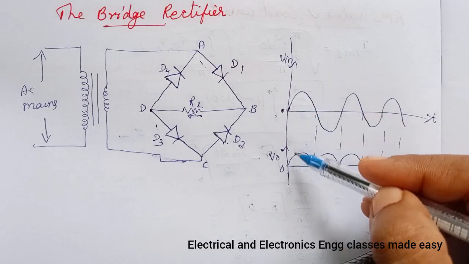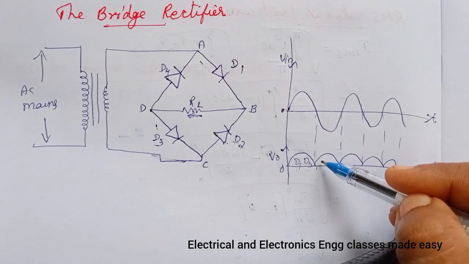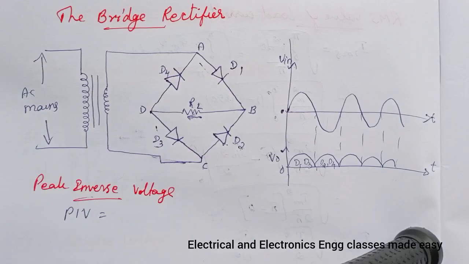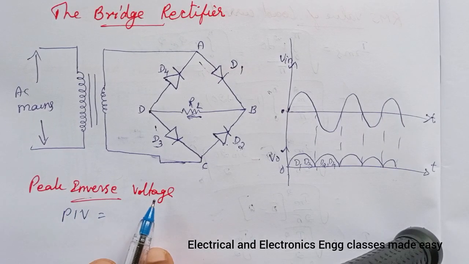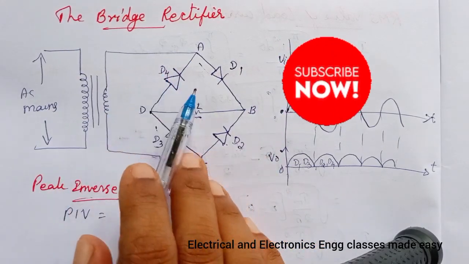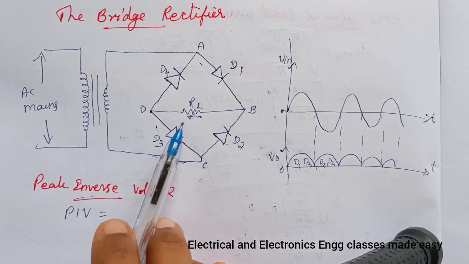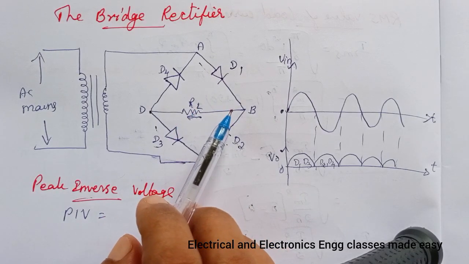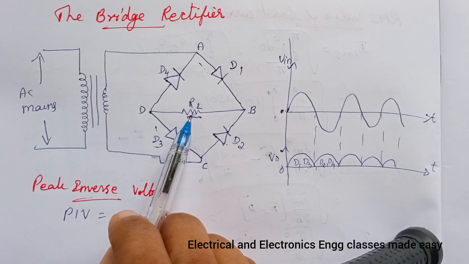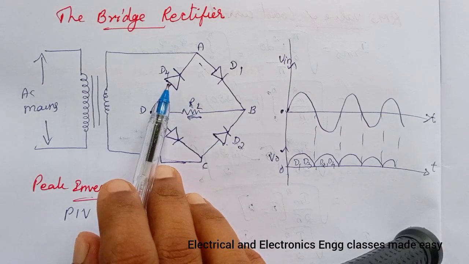So the output waveform will be like this. In the first positive half cycle, D1 and D3 conducting, second D2 and D4 conducting. Next is peak inverse voltage. During the positive half cycle, diodes D1 and D3 are conducting, and the entire input peak voltage appears across the load resistor RL, and at this instant D2 and D4 are reverse biased.